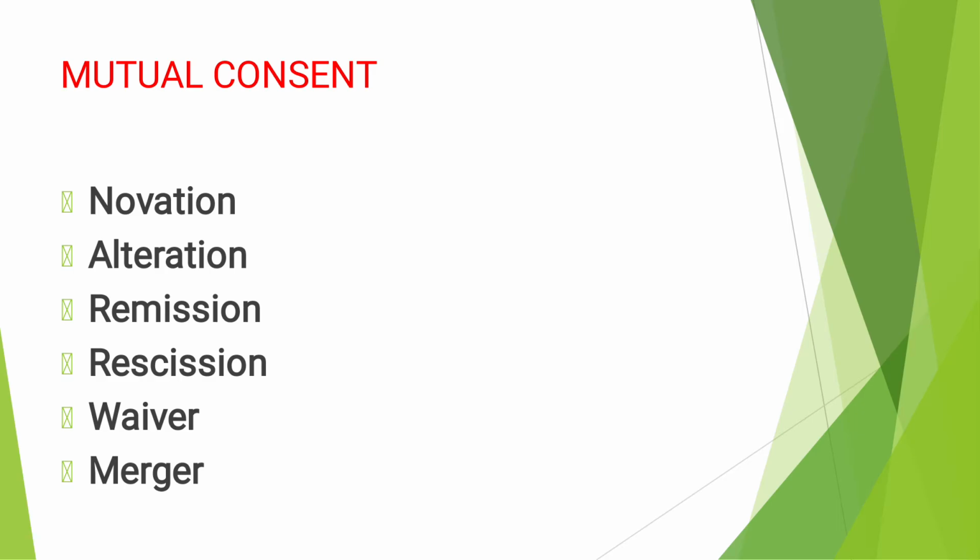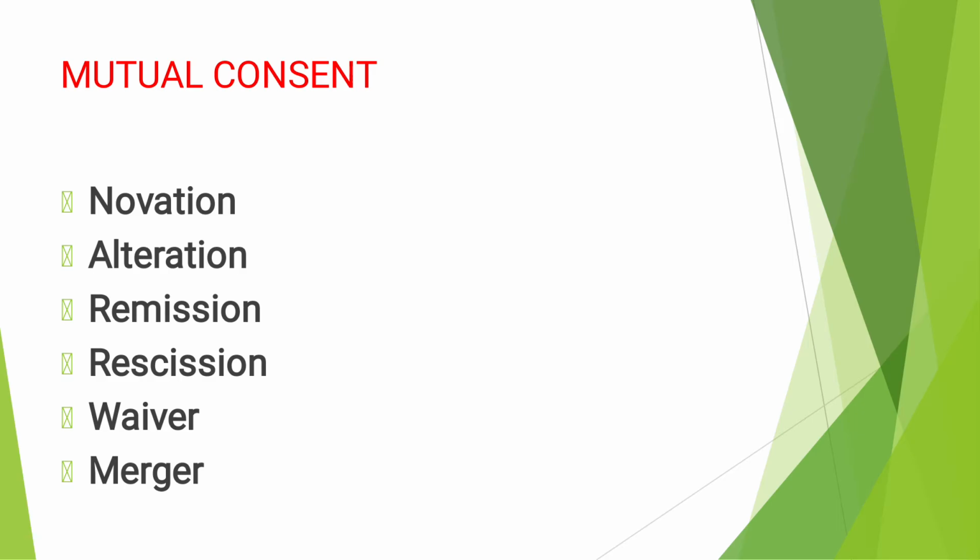Example, if A owes B rupees 5,000 and B accepts rupees 2,000 in full satisfaction or full settlement, then the contract is discharged by remission. So in remission, every promisee may dispense with or remit wholly or in part the performance of the promise made to him, or may extend the time for such performance, or may accept instead of it any satisfaction which he thinks fit.